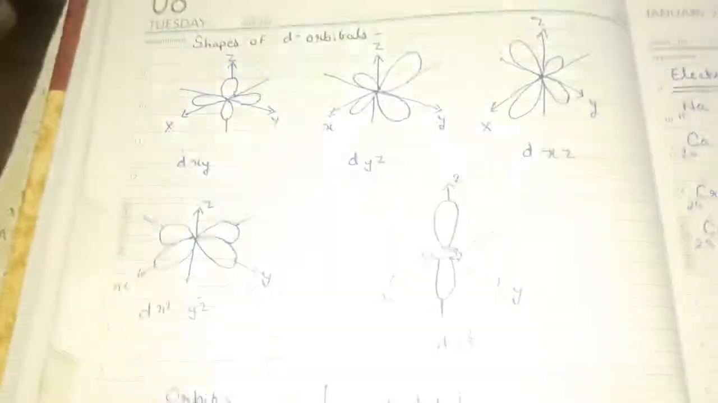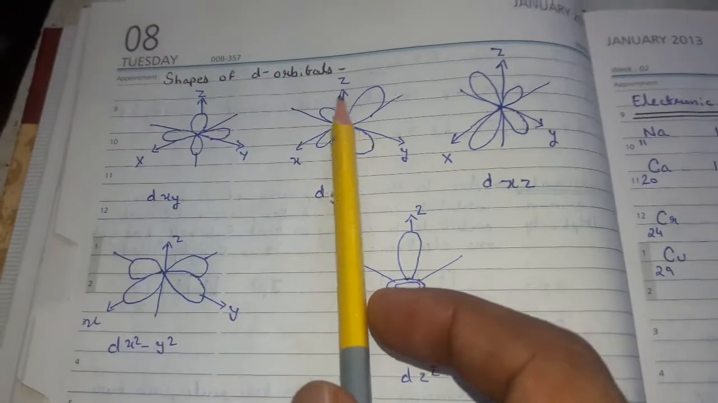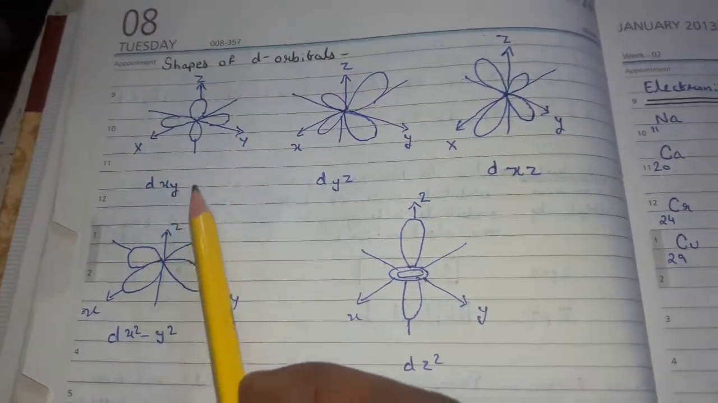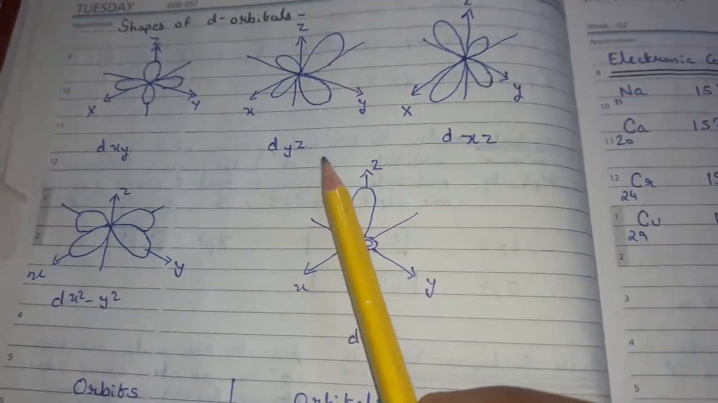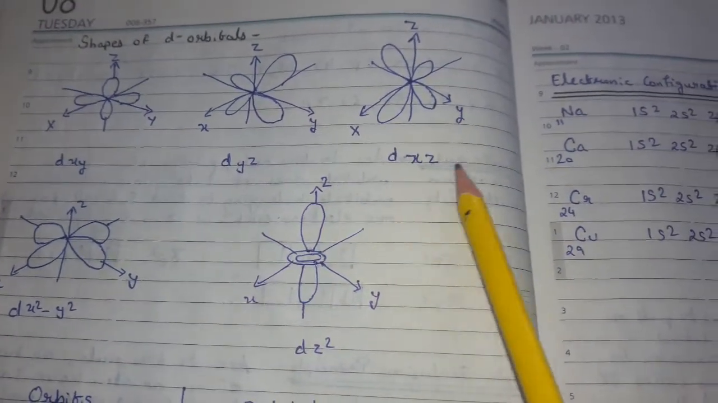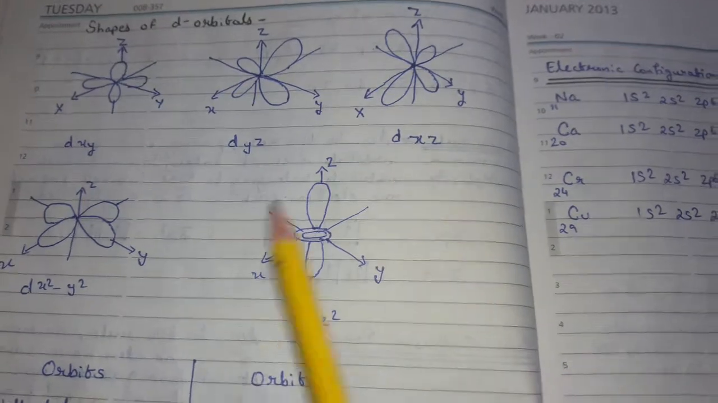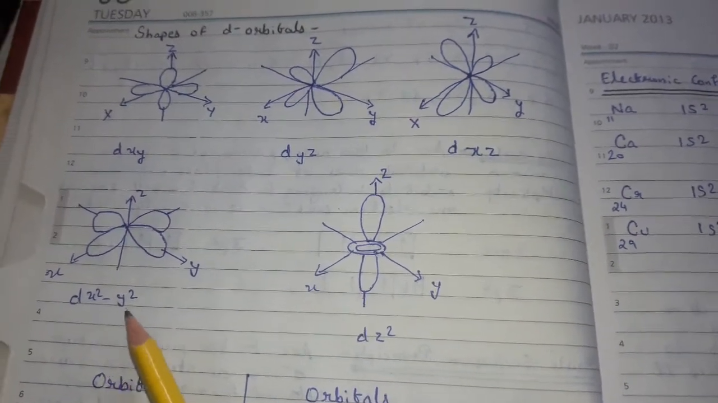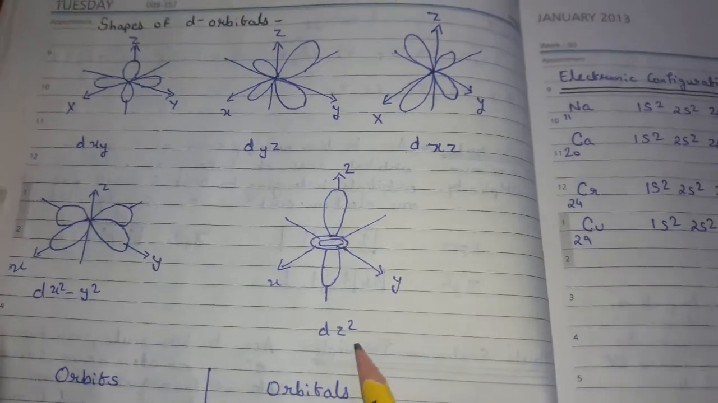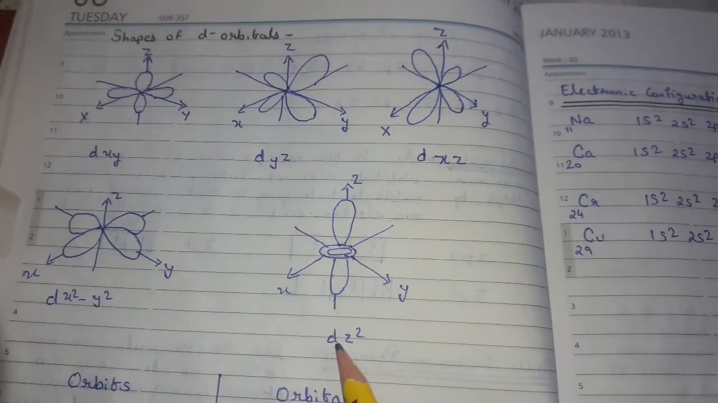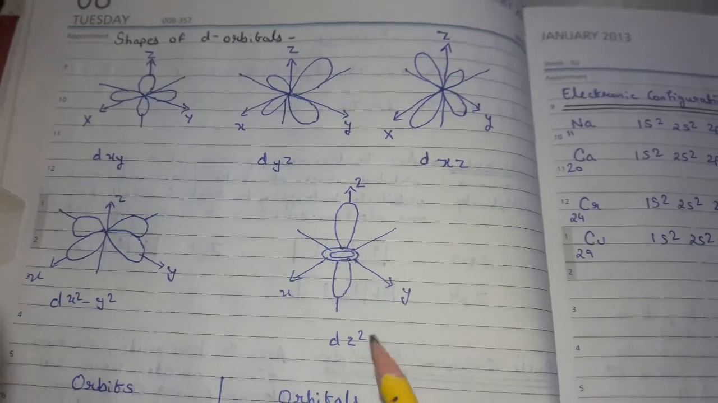These are the different shapes of d orbitals. It is dxy. This is dyz. This is dzx, that is xz. This is dx square minus y square, and this is dz square. They show different directions in the magnetic field.